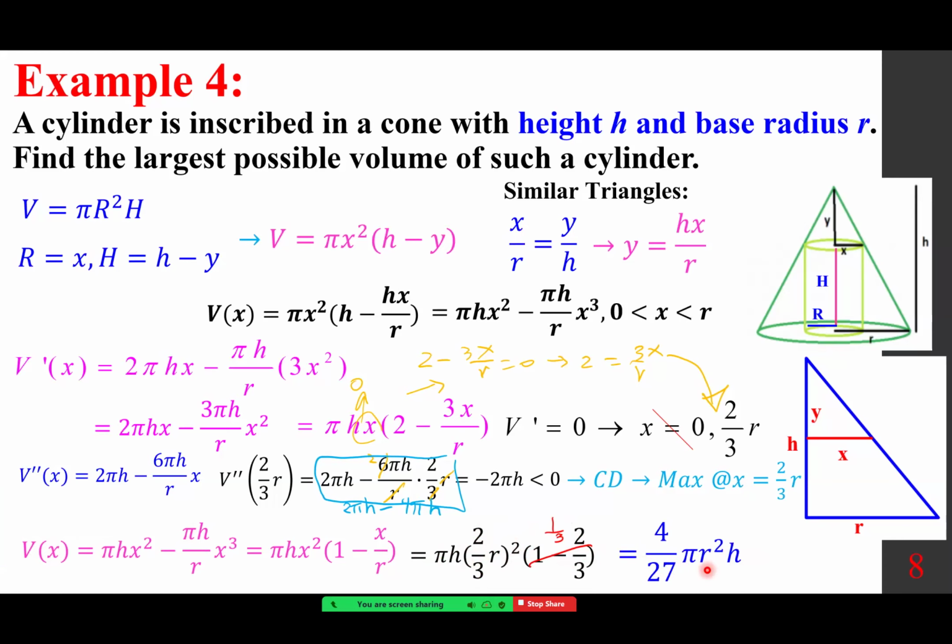Bear in mind, r, lowercase r, h, lowercase h, those are fixed numbers, and so is pi, whatever r and h are. But pi, of course, is not missing. It's an irrational.